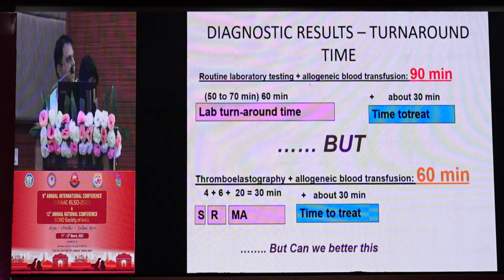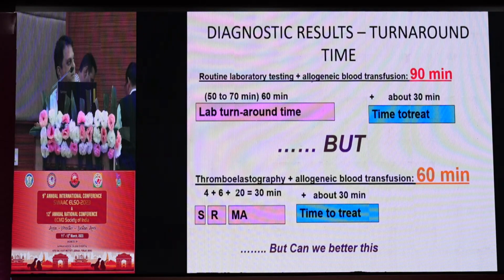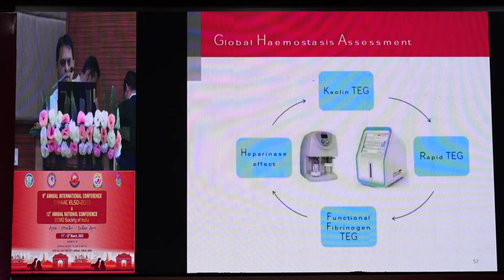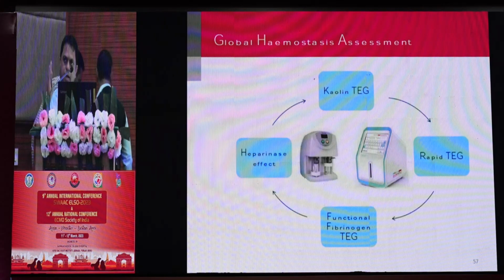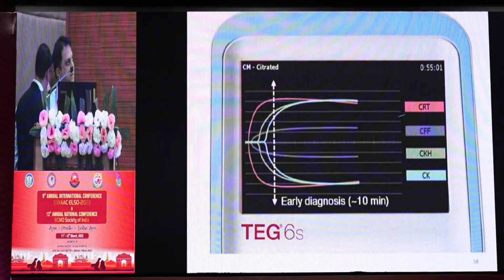So, can we better this? Though we have come down from 90 minutes to 60 minutes, a complete test still requires 30 minutes. The better way is the newer products which are not subjective, which are cartridge based, which give you instant results in 10 minutes and combine everything.